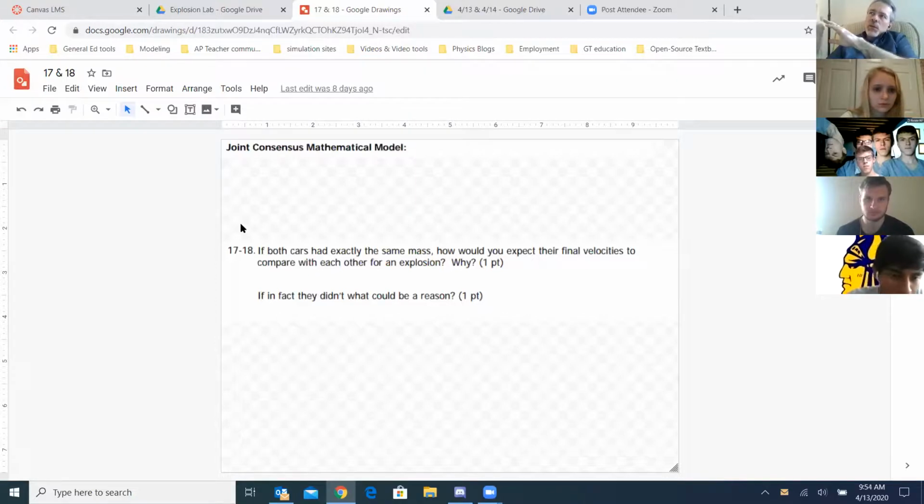That was the astronaut that was moving. Sorry about that, kind of messed up. So this is the cars that were shooting away from one another. What would you predict would happen if they had the exact same mass? How would their final speeds compare to one another? What do you guys think?